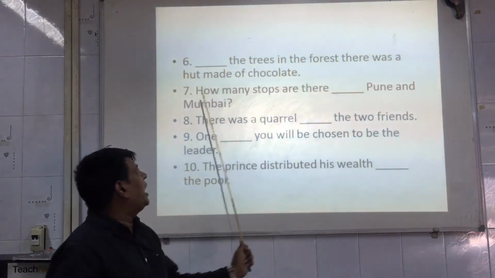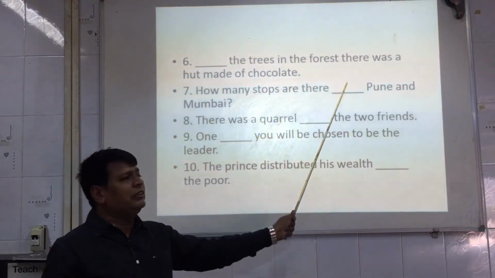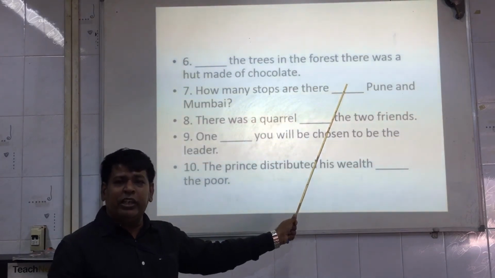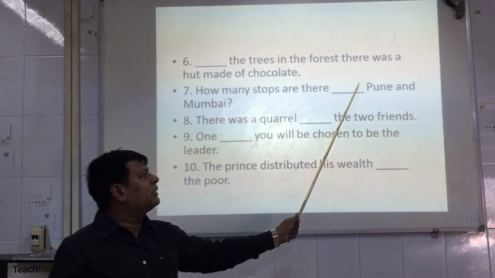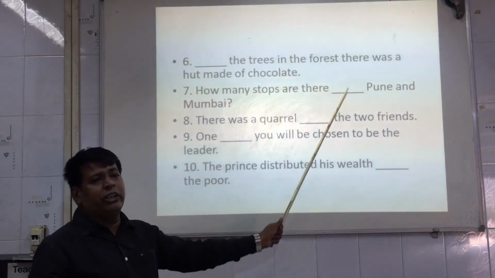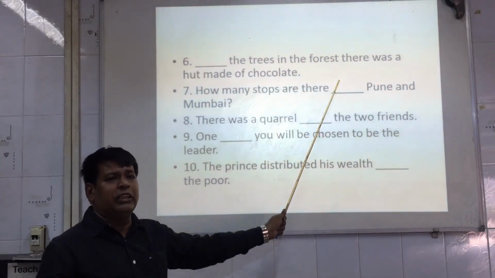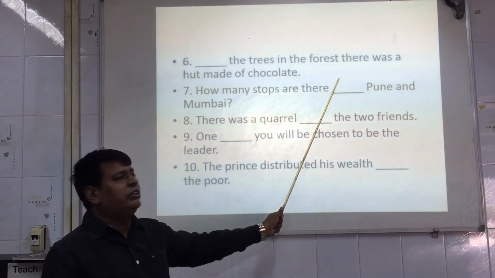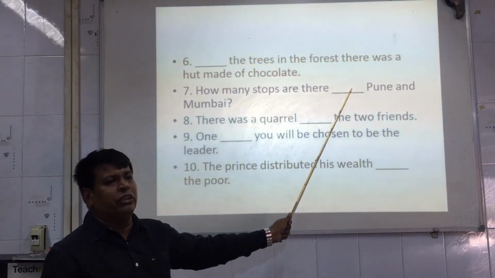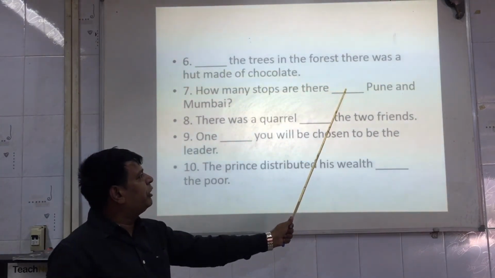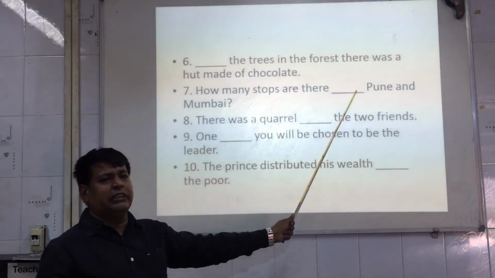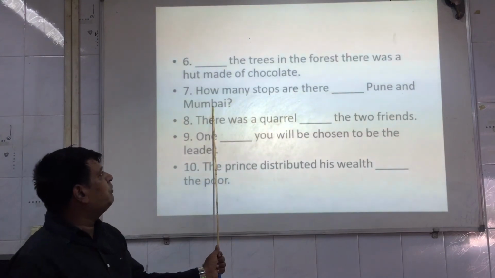Dash, Pune and Mumbai. Now here we will use the preposition between. Why? Because we are talking about two places, that is Pune and Mumbai. So when we talk about two people or two places or two things, we use the preposition between. So in the seventh one, we will use between because we are talking about the two places, Pune and Mumbai.